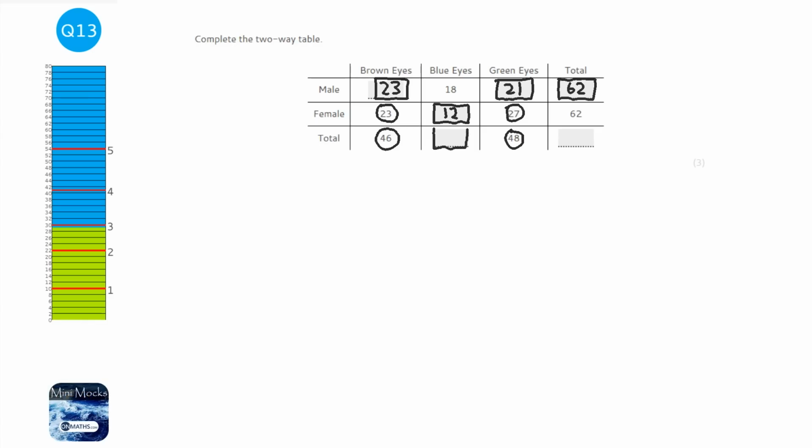With that one sorted, we can get this one. And if there's 18 males with blue eyes and 12 females with blue eyes, that means there's going to be 30 altogether. Now this total is either the total of these ones or the total of these ones, and they should give you the same number. Don't add the blue and the green ones together, so it's only one of them. So 46 plus 30 plus 48 is 124. And let's just check that. 62 plus 62 is also 124. So don't ever write down 248 because that's not correct. So in total there are 124 people whose eye colour were checked.